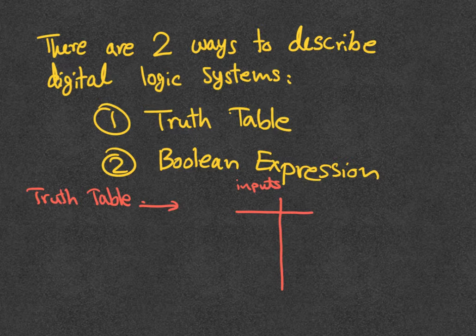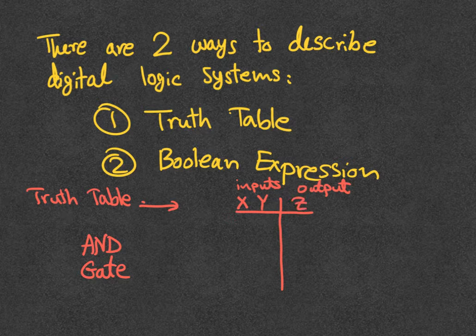So let's say you have an AND gate. You want to draw the truth table for the AND gate. Then the inputs are going to be on the left side, X and Y, and the output is going to be on the right side, which is Z. Then you're going to have a number of rows. The number of rows is going to be 2 to the power of n, where n is the number of inputs.